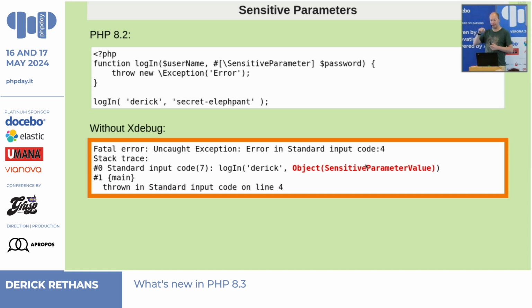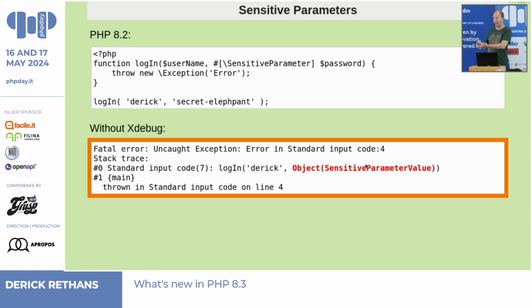PHP also has the, what is it called again? debug_print_backtrace. I can't remember the name of the function right now, which returns the stack trace, including all the arguments to the functions that are being called. And in there, you'll also see that your sensitive parameter is now wrapped with this object. You can still access the value by using the value property on this object. So this prevents leaking of sensitive data in log files and things like that.